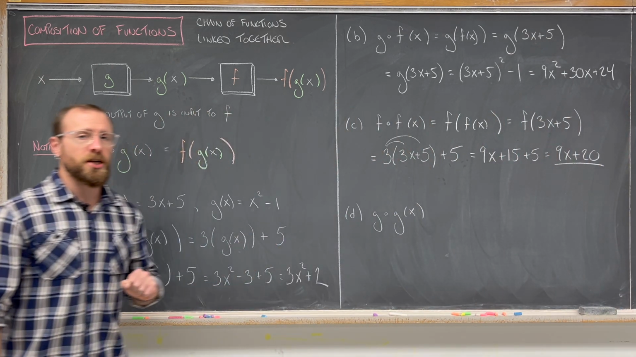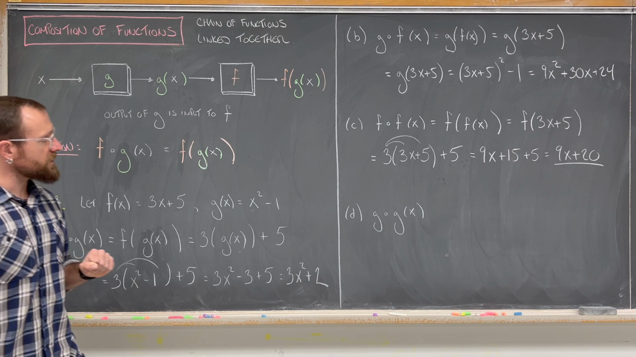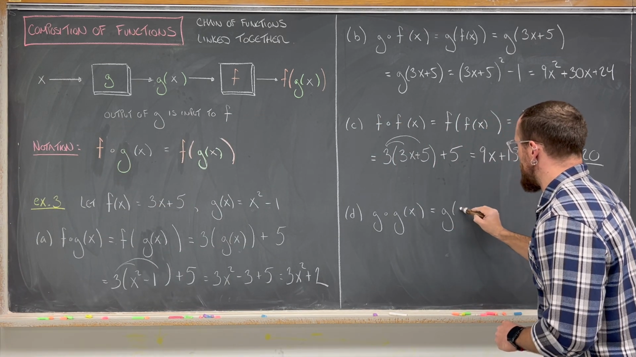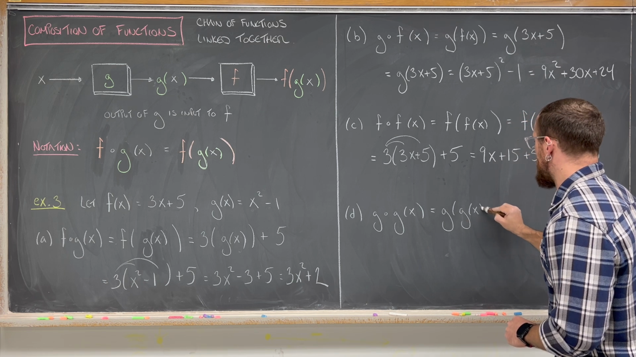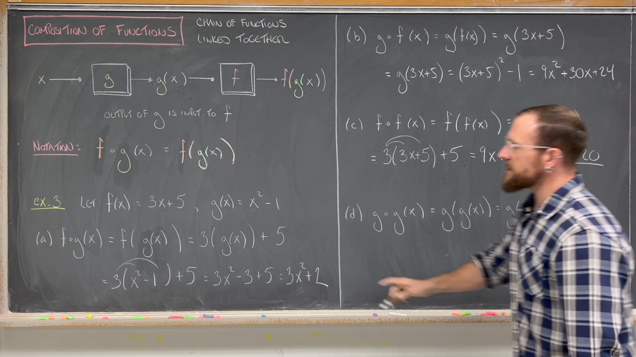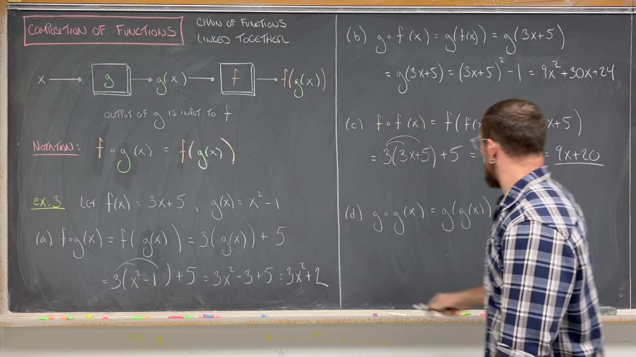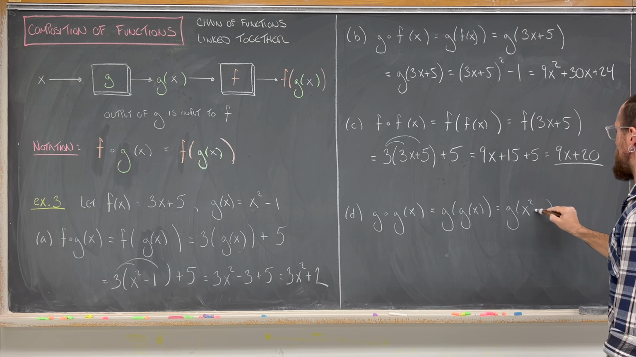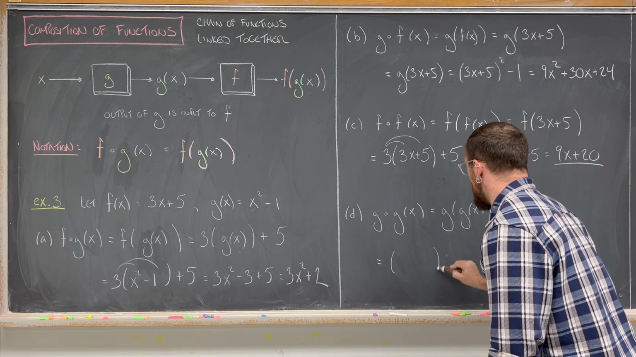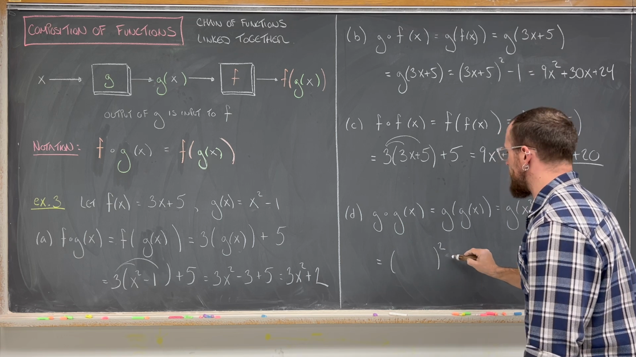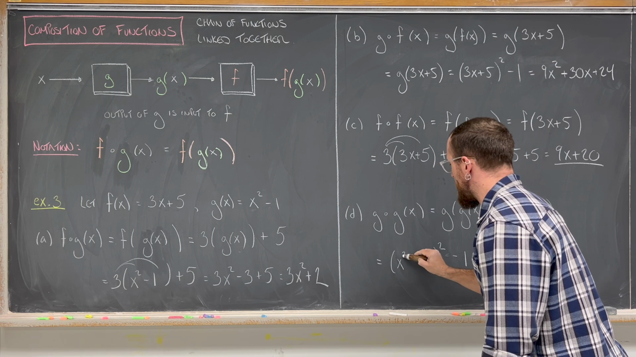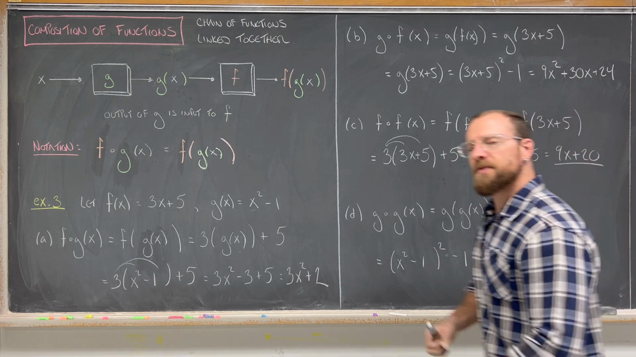Let's do the same thing with g. Let's figure out g of g of x. So first thing I do is write this out as g of g of x. That's g of something. It happens to be g of x squared minus 1. Okay? Now g of anything is g of the input is the input squared minus 1. In this case, the input is x squared minus 1.